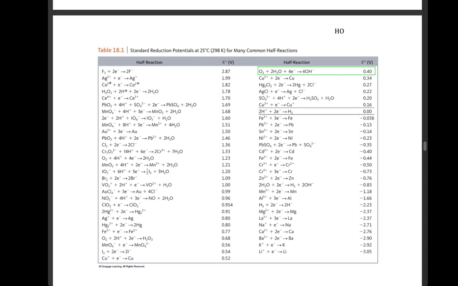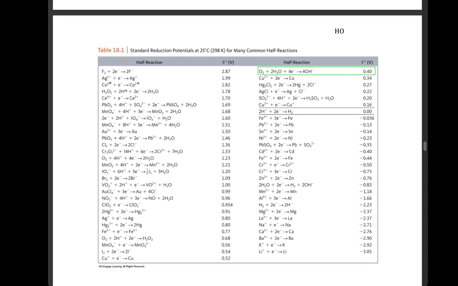Up at the top, we have F2 plus 2 electrons yielding 2F minus. We see that that is the largest potential on this list of standard reduction potentials. It's positive, that means it very much wants to go. F2 very much wants to be reduced. It wants to take electrons. In fact, it can take electrons from anything below it on this table.